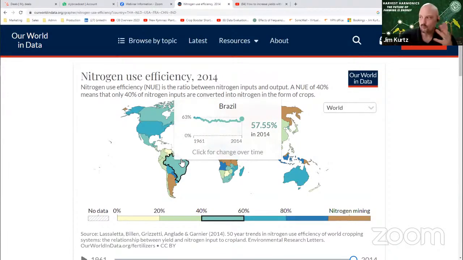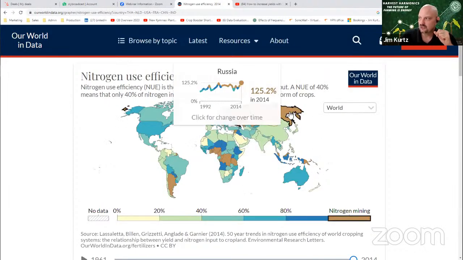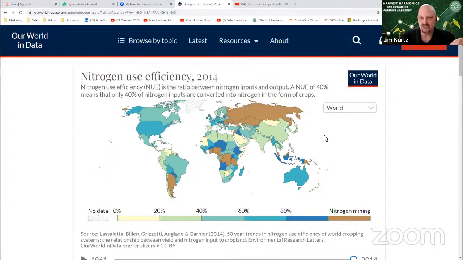That means that worldwide, if you look at the whole world, now granted, this was taken 9 years ago, but in countries here that are nitrogen mining, like Russia, they actually export most of their nitrogen. They don't use it for agriculture because Russia's a cold country.